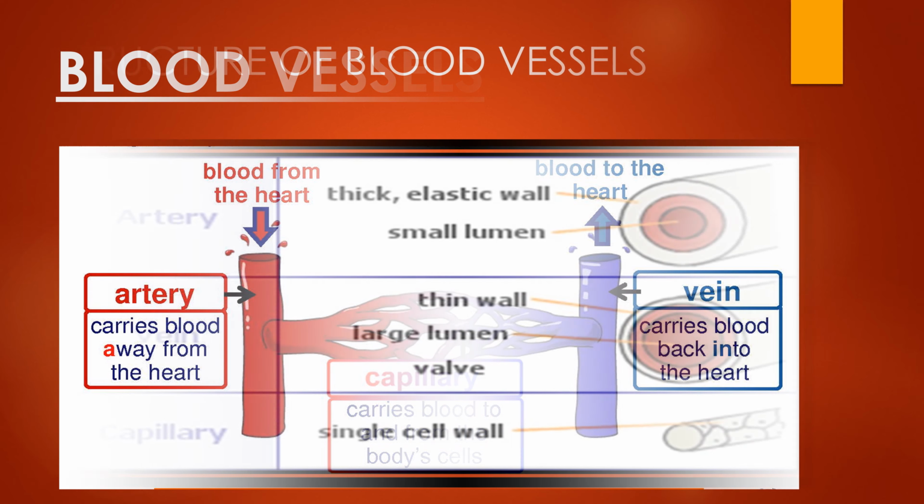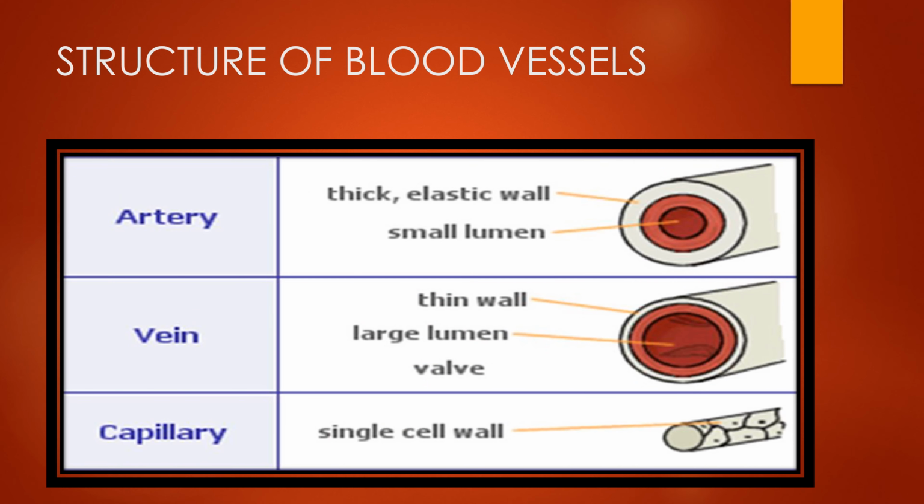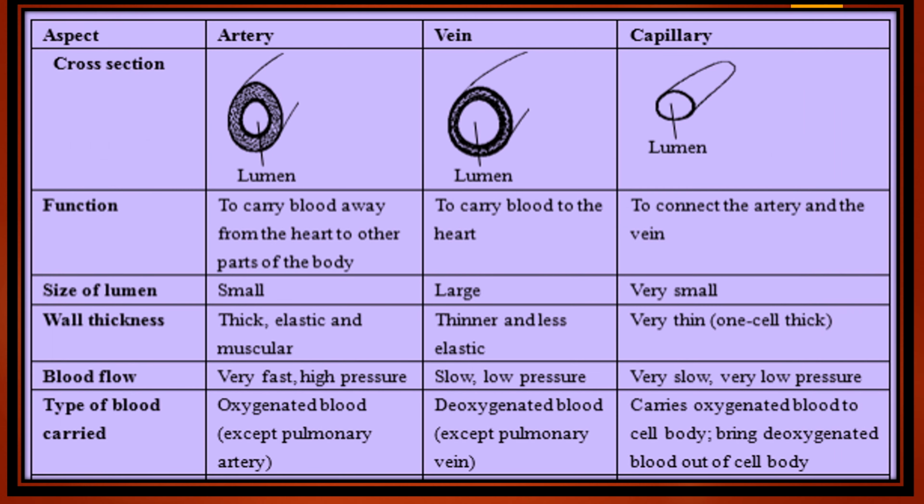Now, talking about the structure of arteries, veins, and capillaries. Arteries have a thick, elastic wall with a small lumen. Veins are thin-walled with a large lumen and valves, and capillaries have a single-cell wall. Understood? The basic difference is seen if we take a cross section: arteries have a lumen smaller than that of a vein, veins have a larger lumen, and capillaries have a very small lumen.